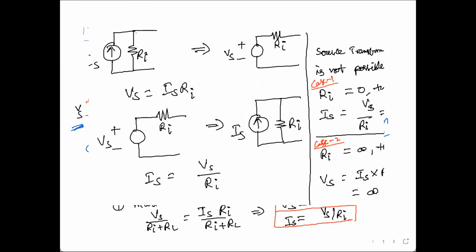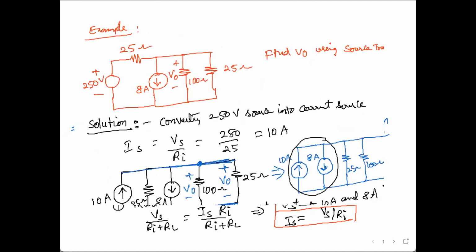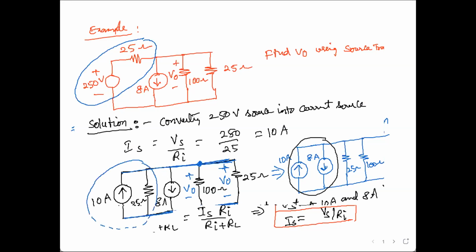That is how we have transformed this voltage source into a current source of 10 amperes. That means 250 by 25 is equal to 10 amperes, and its 25 ohms is kept in parallel as usual.